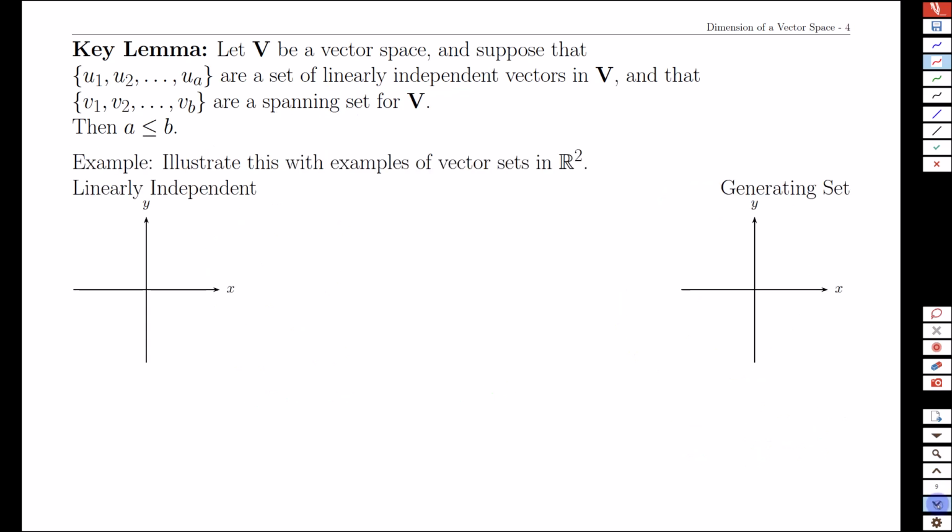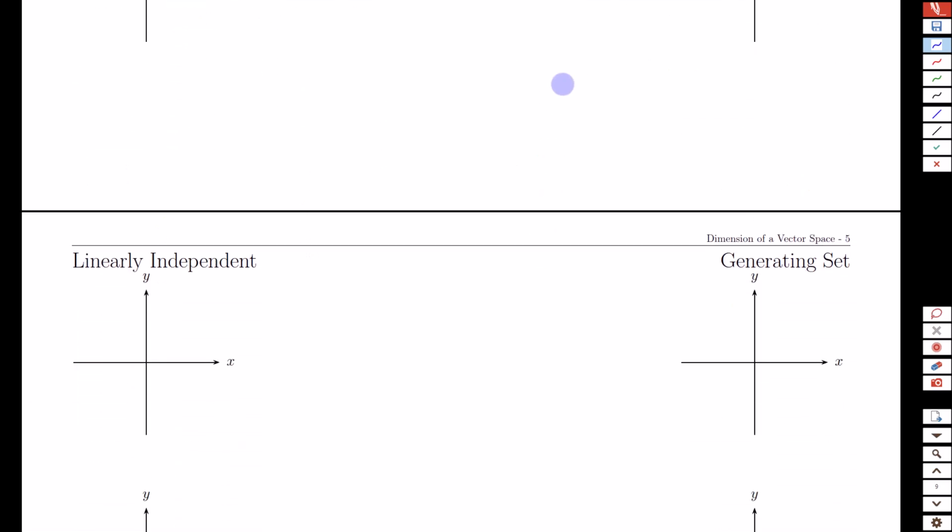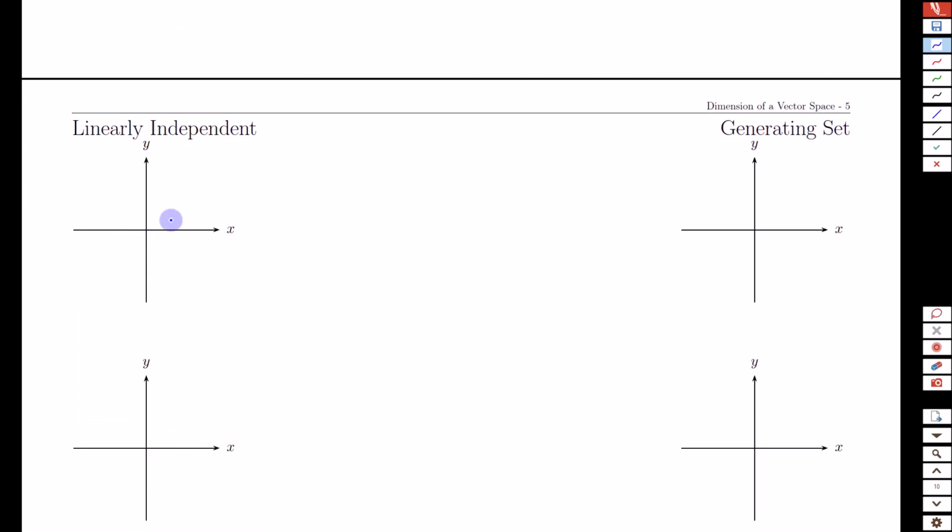Let's make this a little concrete by going back to our R2 examples and playing with that idea. So if we have a linearly independent set in R2, well, one way to get that is to simply have just a single vector, right? A single vector, that's a equals 1, that's a linearly independent set. And I'm going to bring a few things in here. We could also have two vectors in there, like so and like so. That could be u1 and u2. That would be a equals 2.